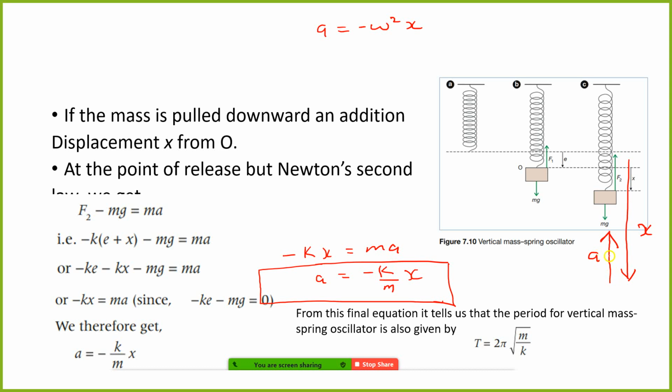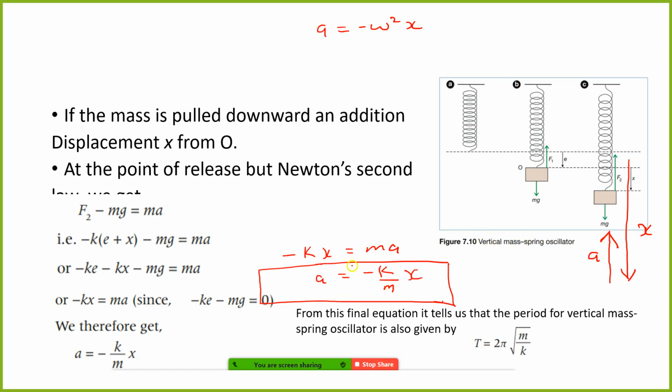Your acceleration is going in the opposite direction, which means that you have a minus sign. The minus sign signifies that the acceleration is opposite to the displacement. So while the displacement is going down, the acceleration is going up. Those are the two main conditions for simple harmonic motion: to say that acceleration is directly proportional to the displacement, and to also say that the acceleration is going in the opposite direction to the displacement.